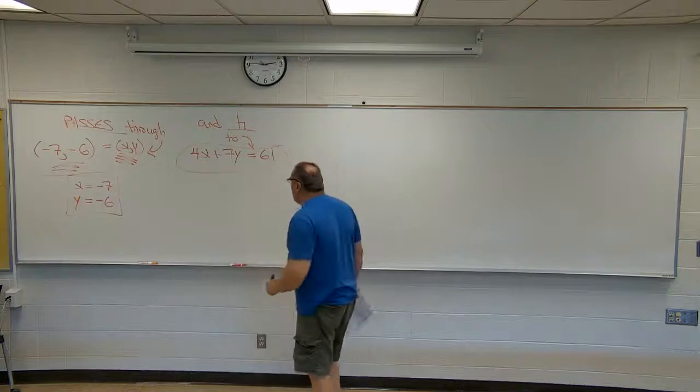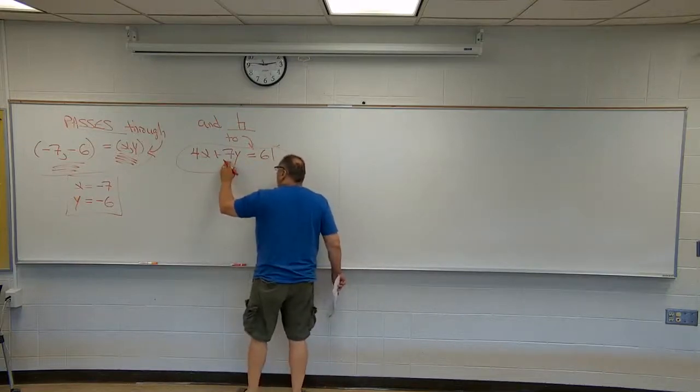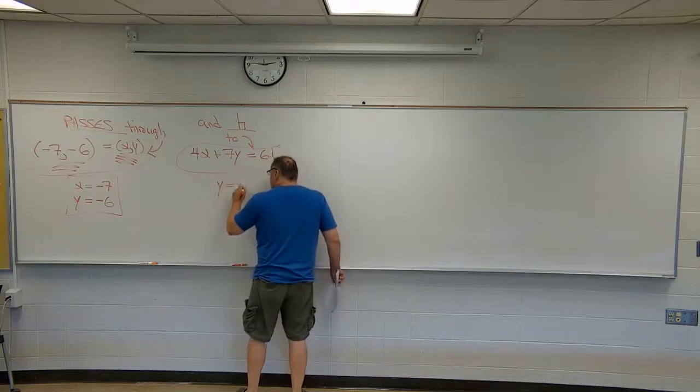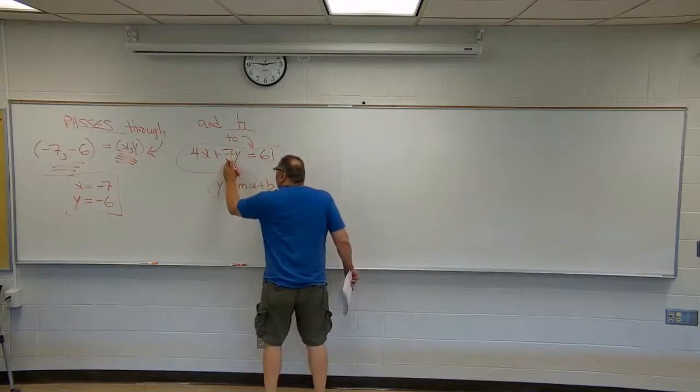Okay, well, I'll tell you what I'm going to do. That's an equation of a line in general form. I'm going to write it in slope-intercept form, and then I'm going to make the moves. How am I going to do that? Well, I'll solve for y.